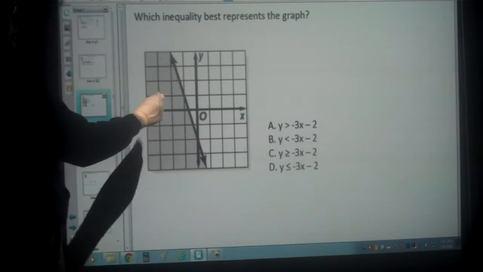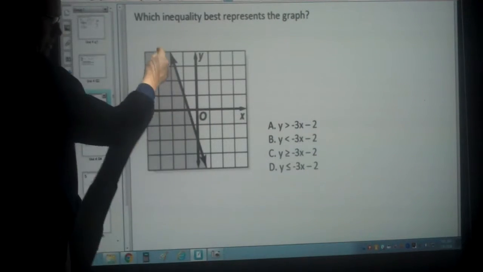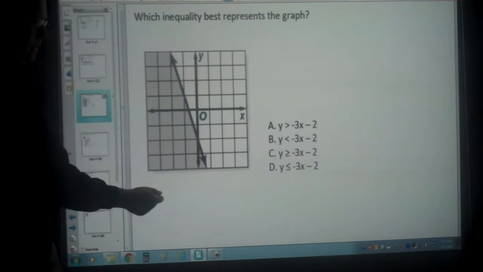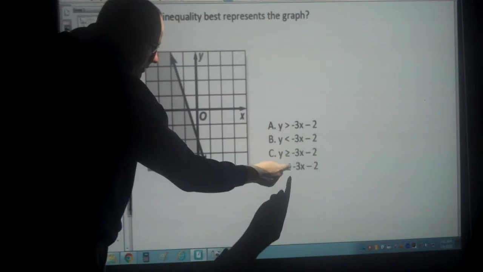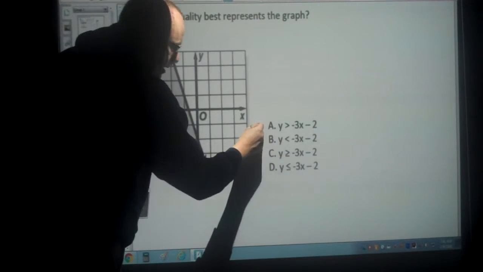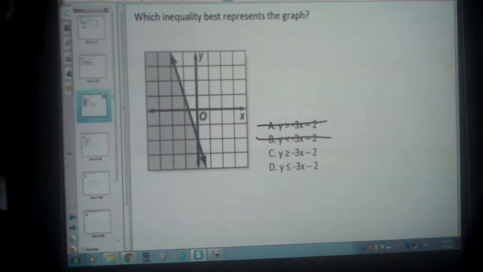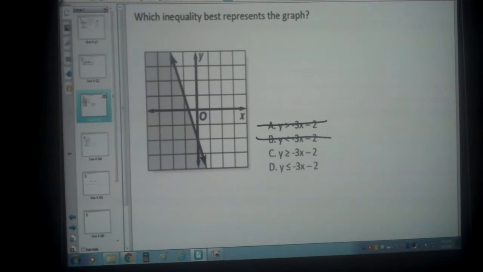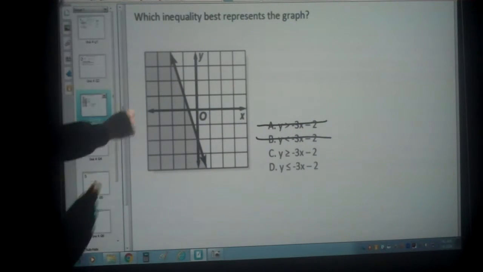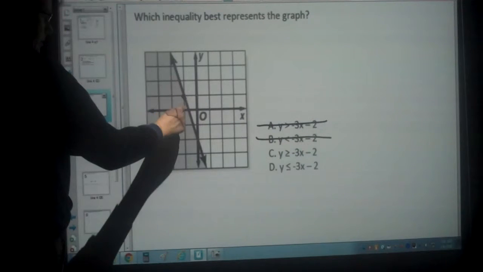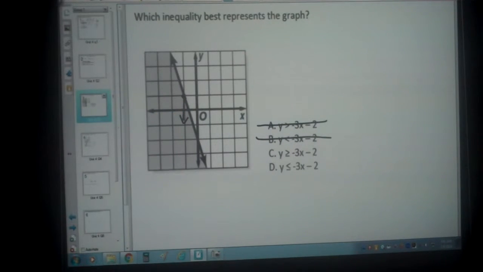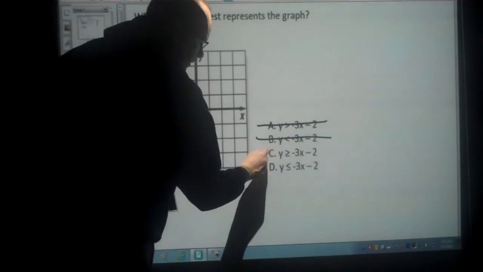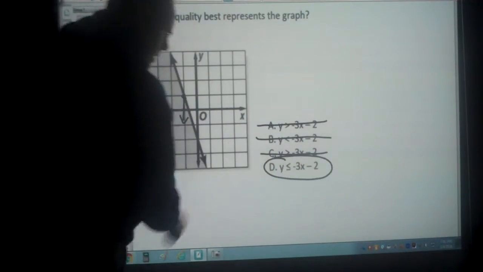Now, I notice on inequalities there's two types of lines we can have, a solid line or a dotted line. This is clearly a solid line, so I'm looking for the inequalities that have a solid line underneath the inequality, which means I can get rid of these two options here. And now I've got to figure out which side of the line is shaded. If I take a point on the line, I can see that I'm going lower than the line, which is less than. So the inequality that's less than for this one would be D.